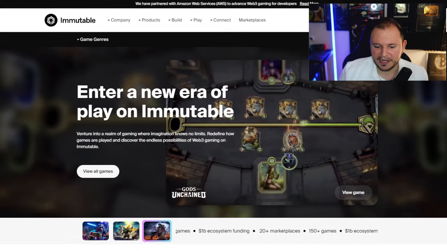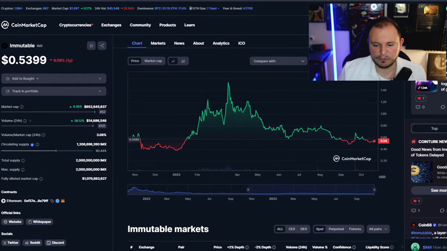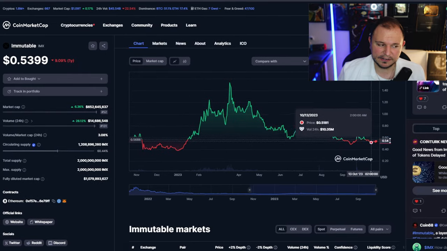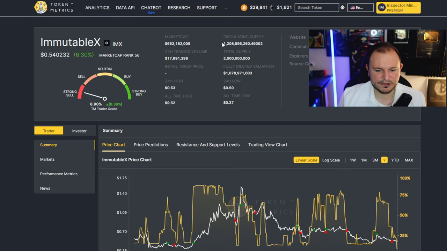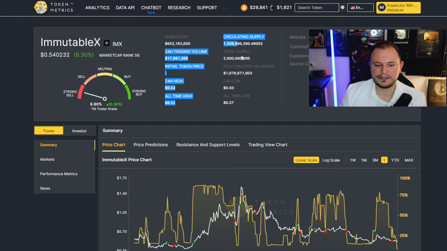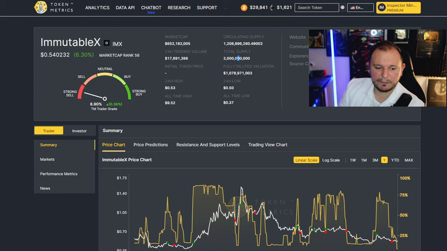Now, as far as price action is concerned, looking at the 1 year chart, it doesn't look too bad. Let's be honest here, it doesn't look as bad as some other coins we've taken a look at so far. Either way, with a circulating supply of 1.2 billion, total supply of 2 billion, and a market cap of 650 million, very big market cap already, I can still see growth in Immutable X's ecosystem.